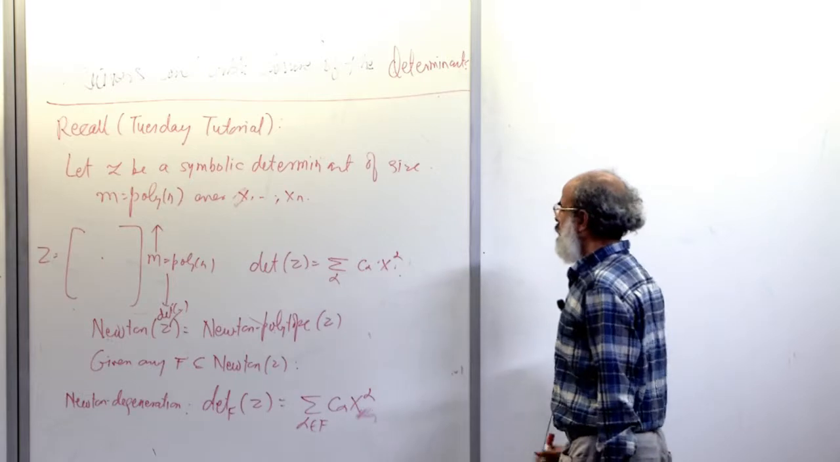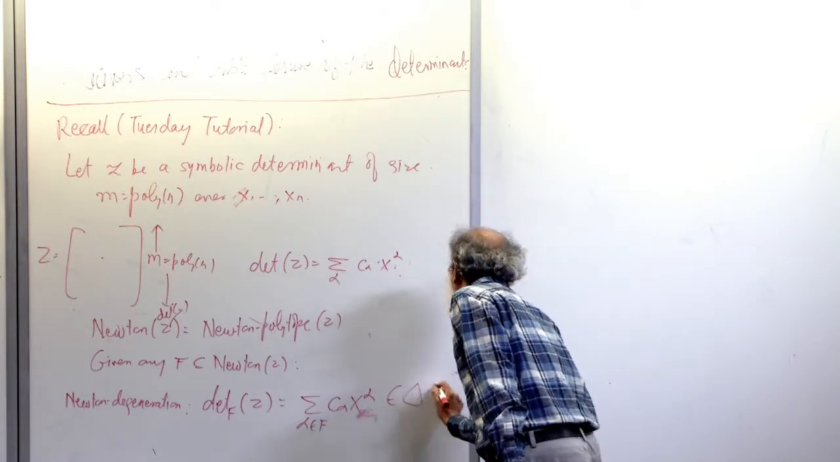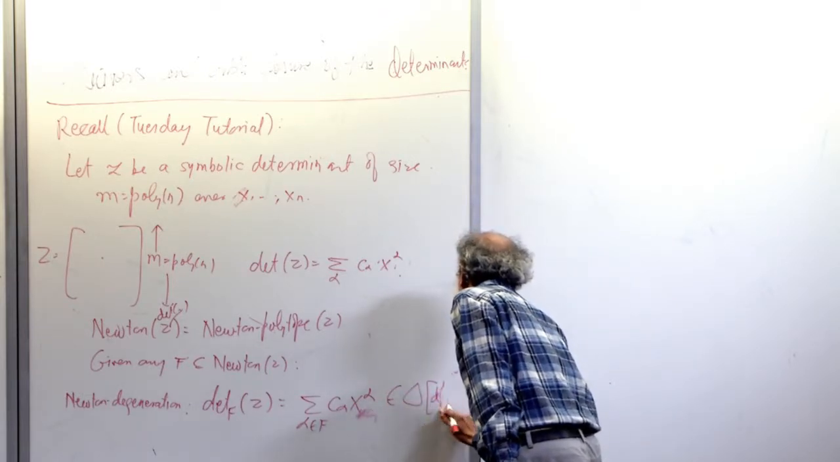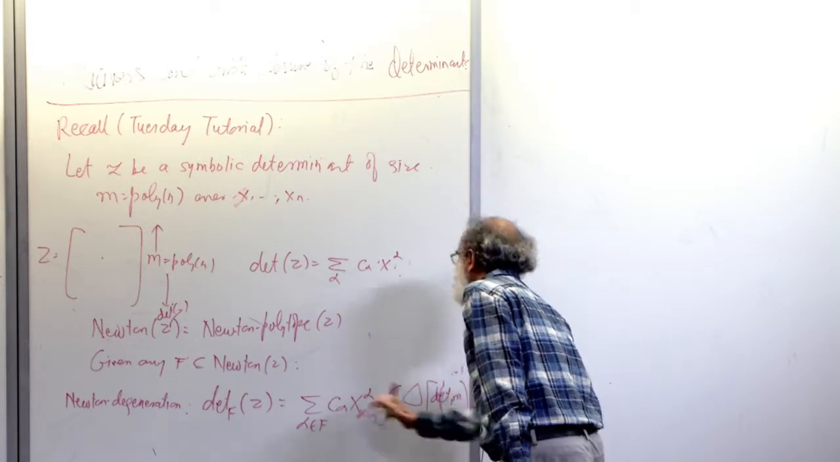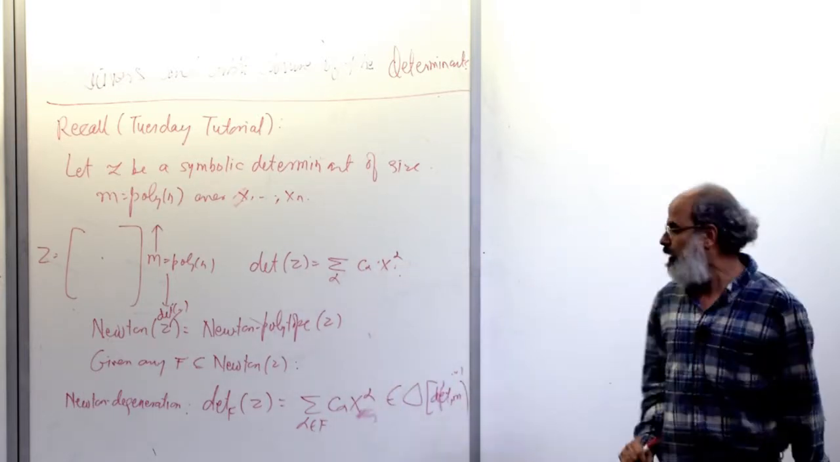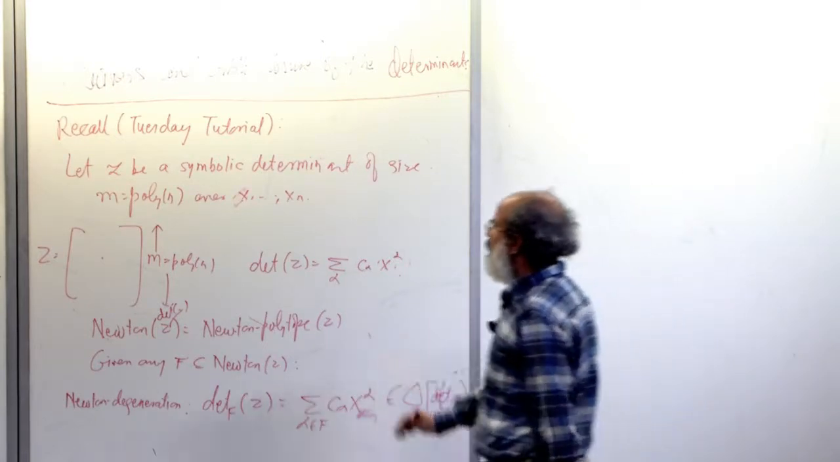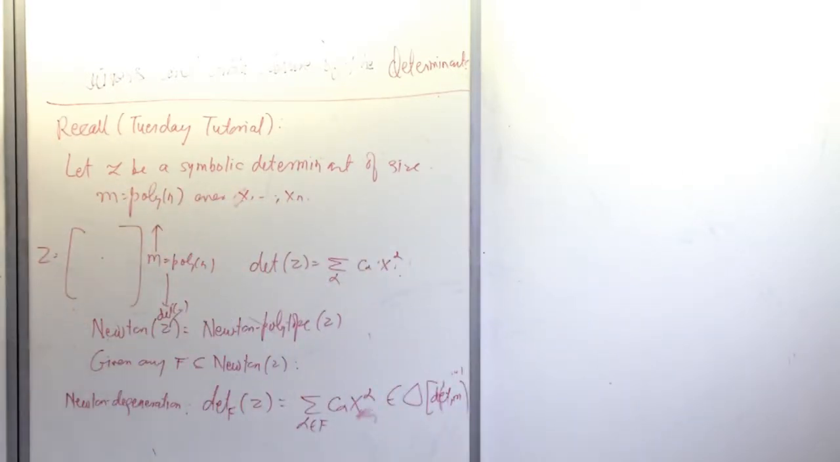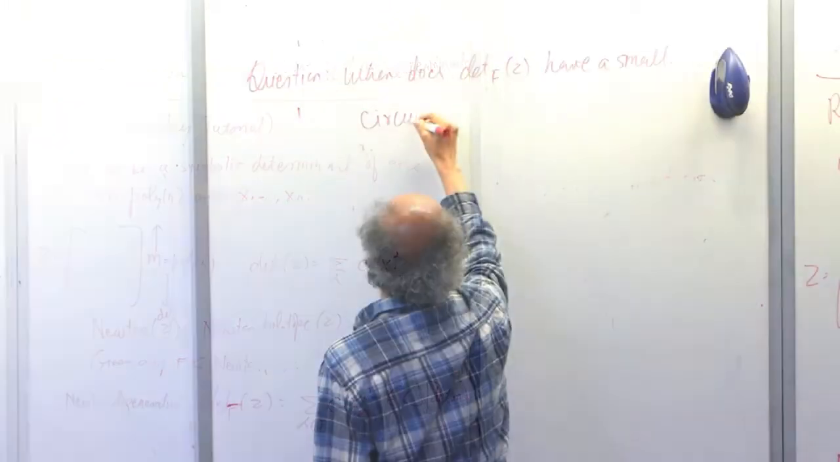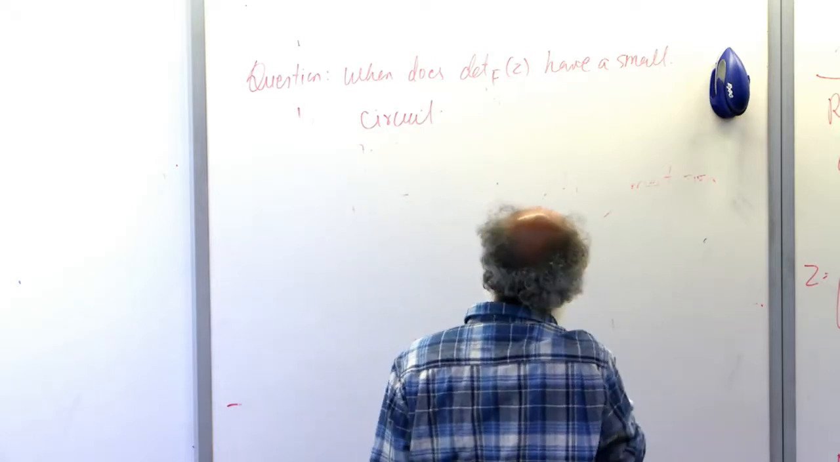And the point is that this occurs in the orbit closure of the determinant of size m, as we saw. The question now is, when does the determinant F of Z have a small size, a small circuit, that is, a circuit of polynomial size? That is the question.